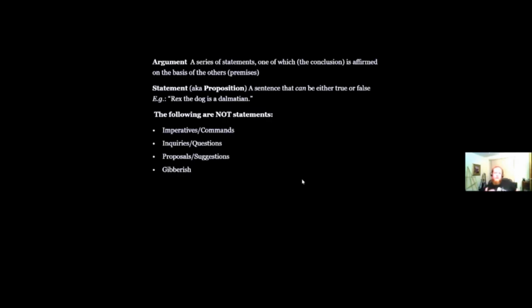Imperatives or commands are neither true nor false. So if I say something like, go to your room, true or false? Neither. It's neither true nor false. An imperative is not a statement. Now, so-and-so said, go to your room. That can be true or false. Just the saying itself, go to your room, is neither true nor false. That's the case with imperatives or commands.